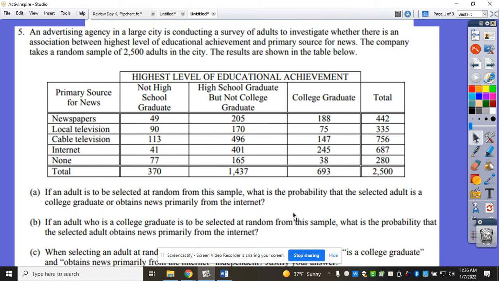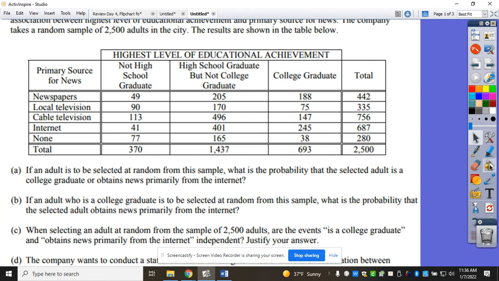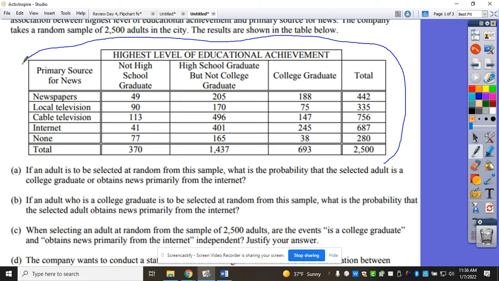All right, so for the first one, an advertising agency in a large city is conducting a survey of adults to investigate whether there is an association between the highest level of educational achievement and primary source for news. The company takes a random sample of 2,500 adults in the city. The results are shown in the table below. So this right here is called a what? Two-way table. This is something that is very common as a free response on AP exam, a two-way table and then asking you probabilities about that two-way table.